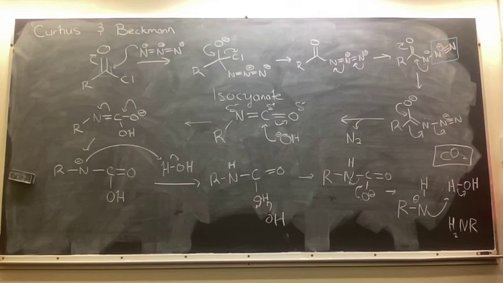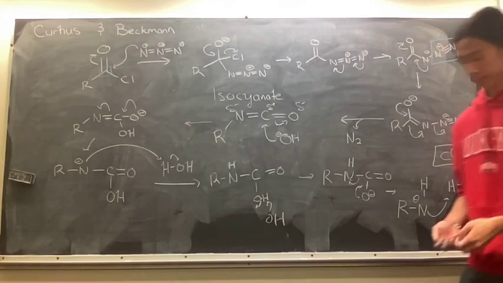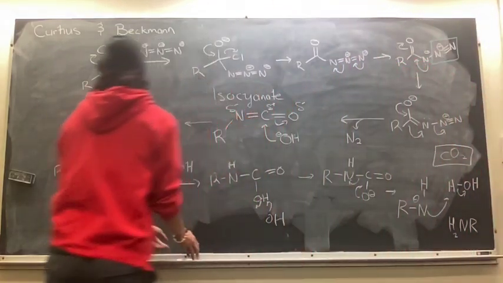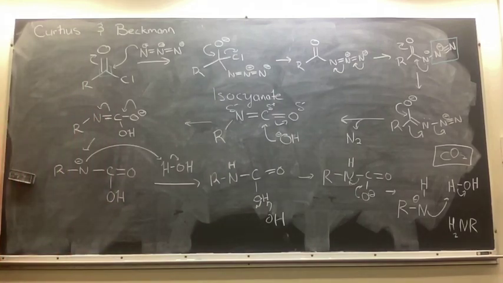And that is why isocyanates are important, is because they are good electrophiles, and you can attack them with a nucleophile and decarboxylate. As you can see, you get a CO2 leaving group. All right, now for the Beckmann.